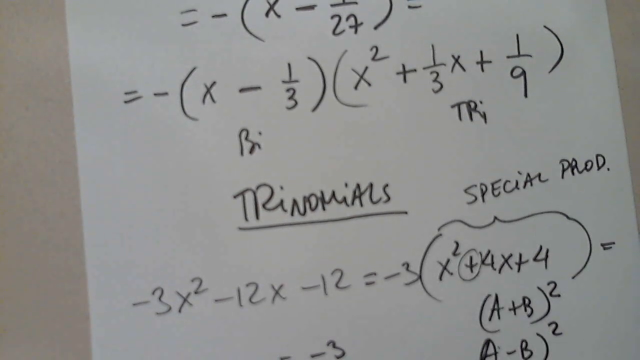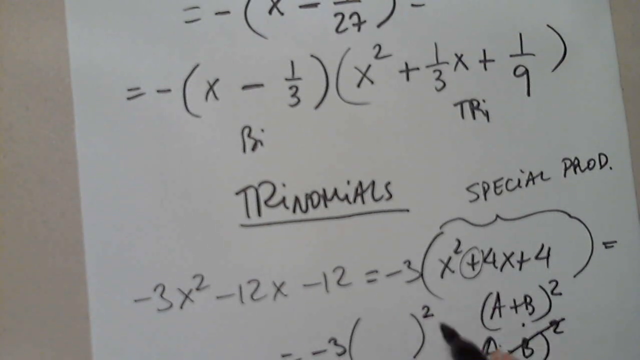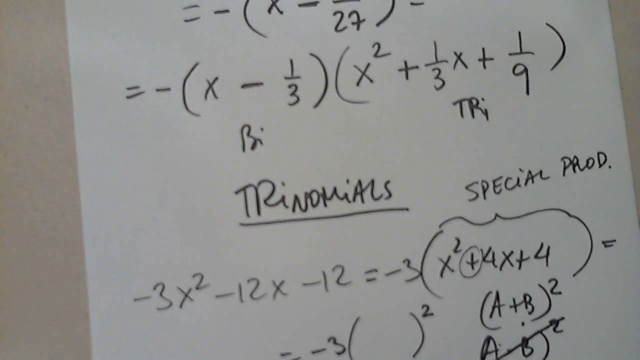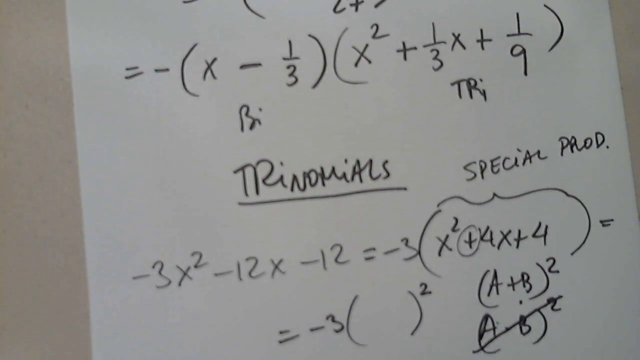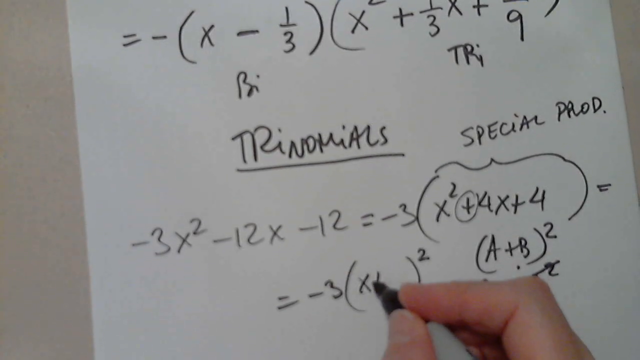Since the middle term is positive, this cannot be. But will this one work? Is there something that I can write and square as a binomial squared to get x squared plus 4x plus 4? And the answer is X plus 2. Very good.